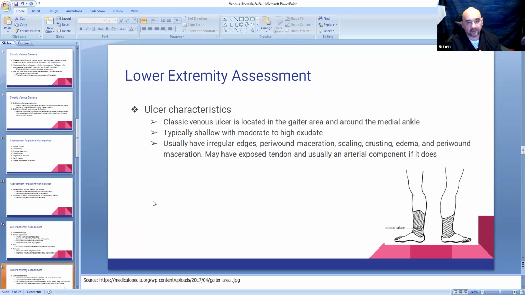The lower extremity assessment, again, the ulcer characteristics. The typical venous ulcer will occur in the gaiter distribution area. So you want to see this area, typically see the wounds. They drain a lot, so that's where the high exudate can happen. They usually have irregular edges. The peri-wound can be macerated or really moist, kind of like they've been in the swimming pool for a long time. Sometimes there's scaling, crusting, there could be swelling around it. Sometimes there's exposed tendon. And if there is, then typically there's an arterial component in there. So just want to make sure that's being addressed.